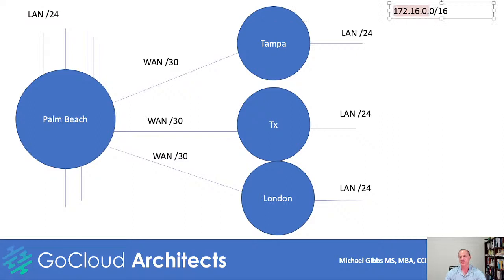So let's say that we have this 172.16.0.0/16 on a single link, what happens? We can put it on this WAN link and we've got no more IP addresses. We just wasted the 65,000. So we can't do that.